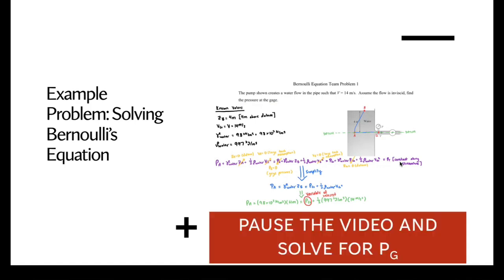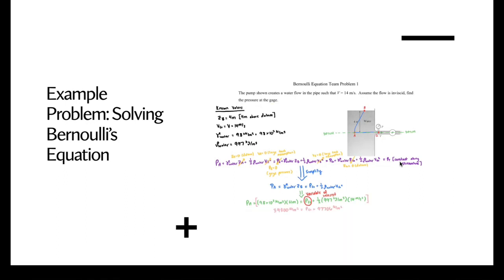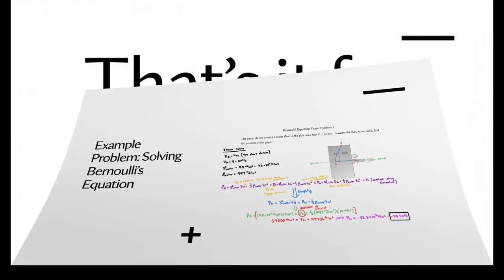So we know that we're solving for the pressure at G, that PG variable. Pause the video and solve for PG. When I was solving for PG, I chose to just use Bernoulli's equation between B and G, since these two equations have the most known values. PA wouldn't really help us, so I'm not worried about using Bernoulli's equation there. I solved for PG, and I got a total pressure at the gauge of negative 58.5 kilopascals. So that's our final answer. And just like that, that's it for Bernoulli. Thank you for watching, and I hope this helped.